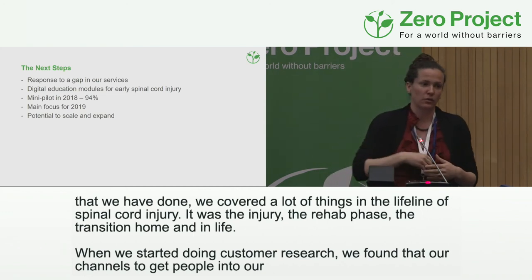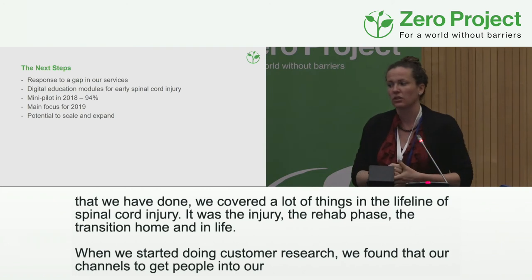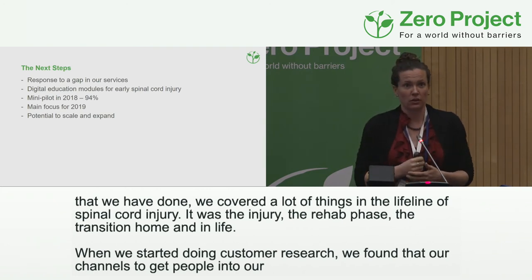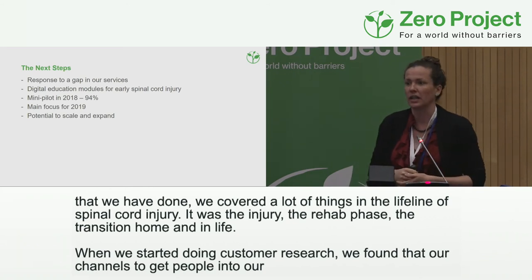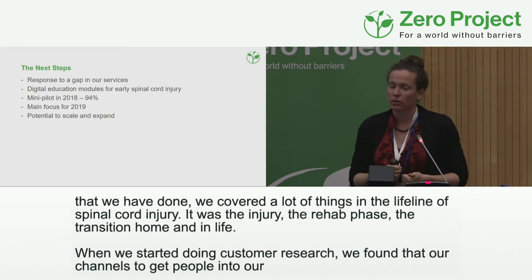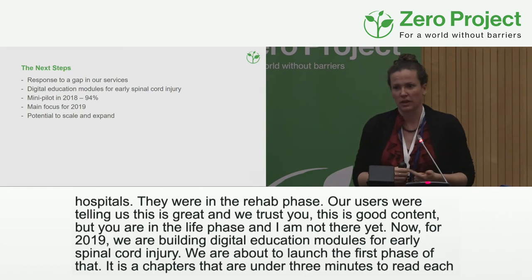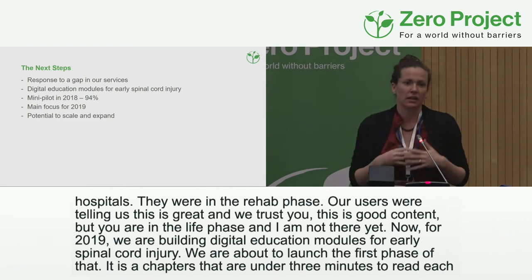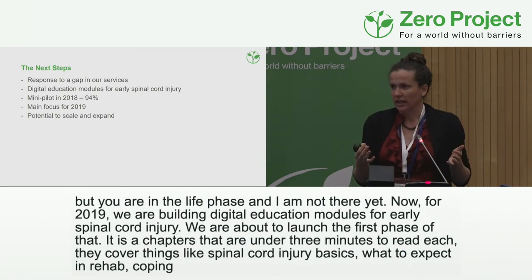So now for 2019, we're building digital education modules for early spinal cord injury. So we're about to launch the first phase of that. It's 8 chapters that are under 3 minutes to read each that cover things like spinal cord injury basics, what to expect in rehab, coping, bladder management, bowel management, skin. 8 chapters that will get that kicked off.